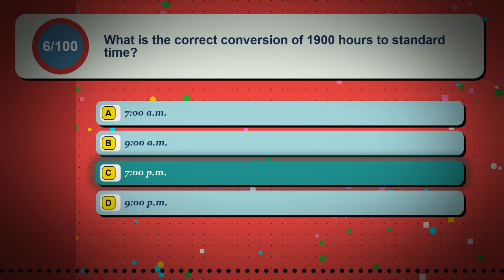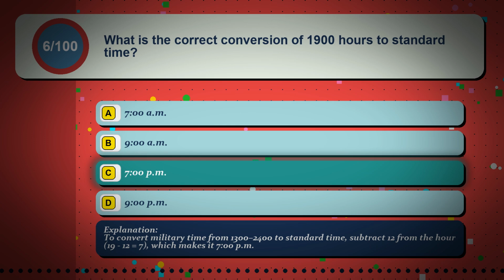The correct answer is option C. 7 p.m. To convert military time from 1300 to 2400 to standard time, subtract 12 from the hour. 19 minus 12 equals 7, which makes it 7 p.m.